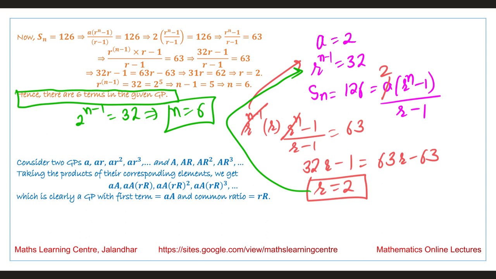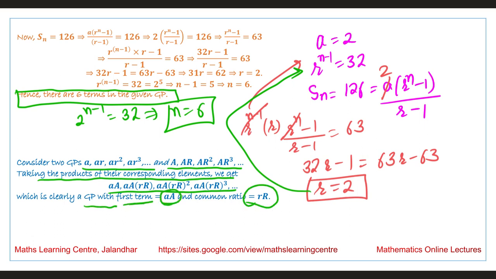Next, consider two GPs, one is this GP and another is this GP. Now taking the product of their corresponding elements, we obtain this, which is clearly a GP with first term AR and the common ratio R into R.